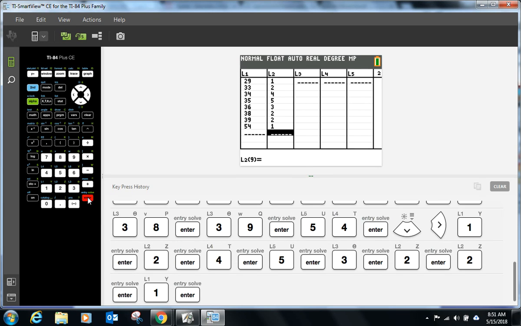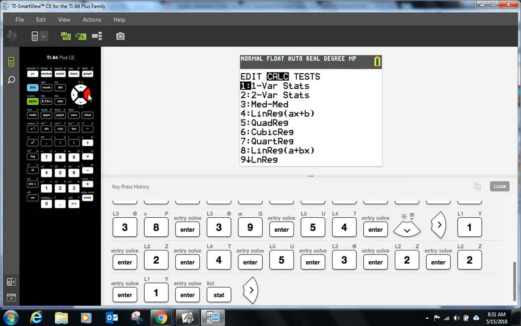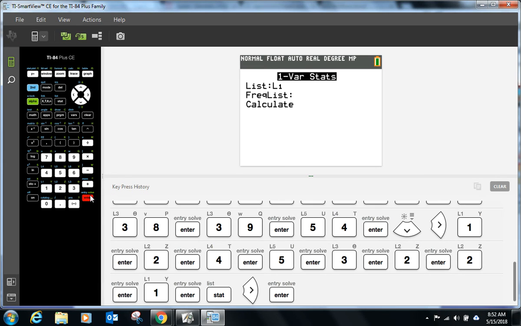Okay, stat, calculate. We still want to find the mean and the median, so we still got to go where? Where's the mean and median located? 1 var stat, but here's the change now. You have everything in list 1, but then you're telling me how many of them are in list 2. So anytime you use 2 lists, L2 will be in your frequency list.